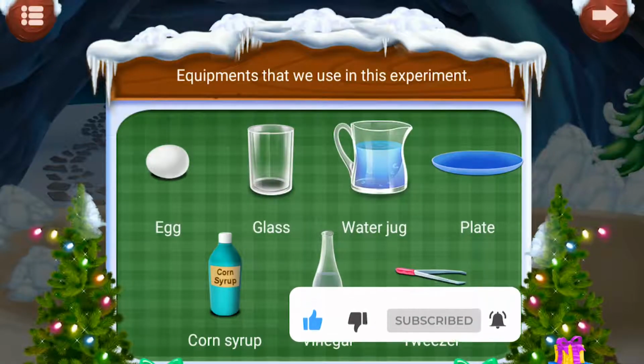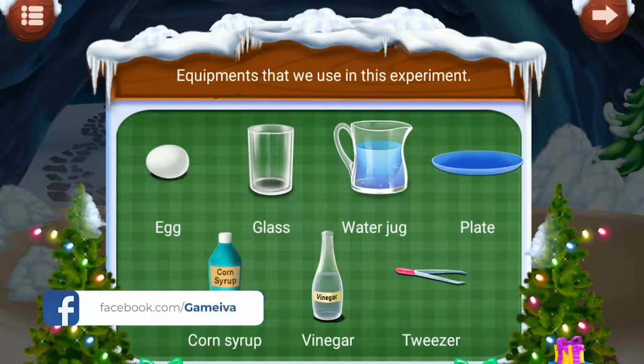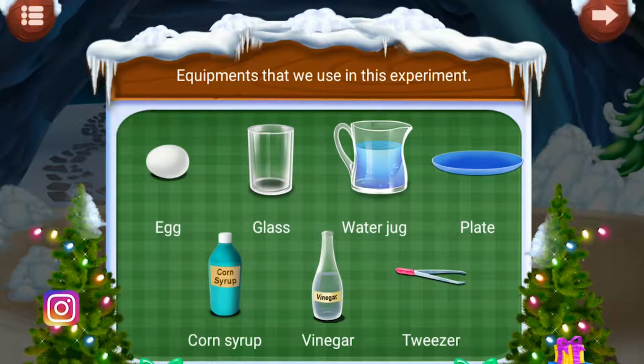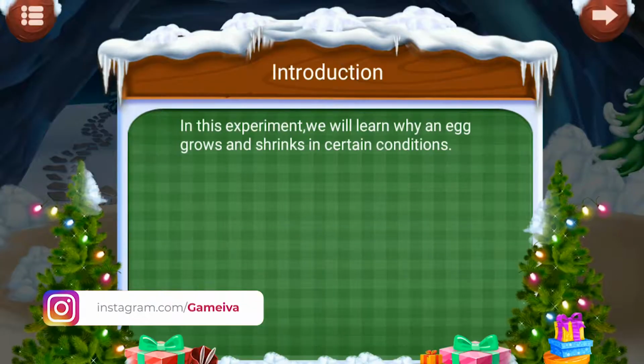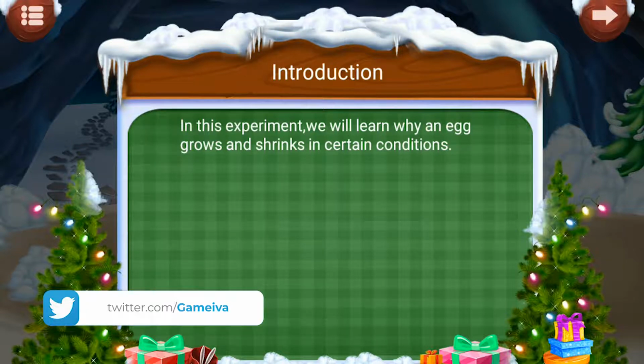Equipments that we use in this experiment: an egg, a glass, a water jug, plate, corn syrup, vinegar, a tweezer. Introduction. In this experiment, we will learn why an egg grows and shrinks in certain conditions.